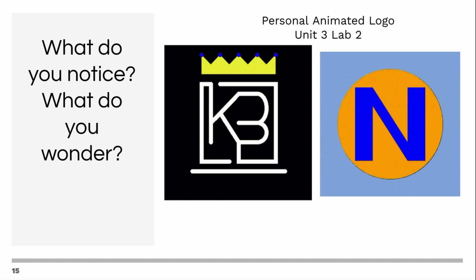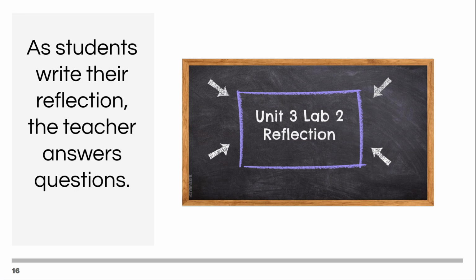And here's an example of a question that I used for Unit 3 Lab 2. As the students are writing their reflection on Google Slides, if you click on the Google Slides, you'll see an example. I answer questions by looking at what each group has written on the board, and this way I can drill down into what they feel like they need to know before they start the lab.